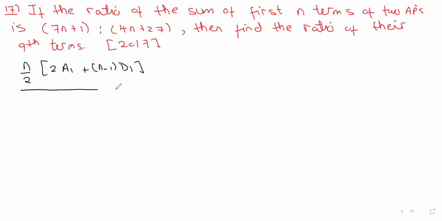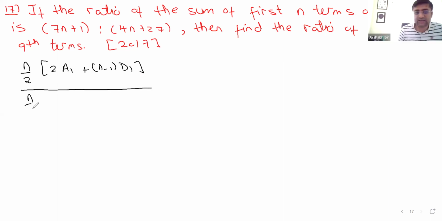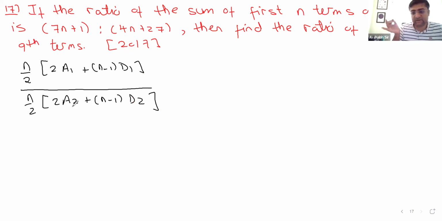सिमिलरली जो सेकंड एपी उसका सम ऑफ एन टर्म्स क्या होगा? n by 2 into 2a2 plus n minus 1 into d2. Do you agree? भाई पहला वाला AP A1 D1, दूसरा A2 D2. Now this ratio is given to us as 7n plus 1 upon 4n plus 27. So this and this cancel out.